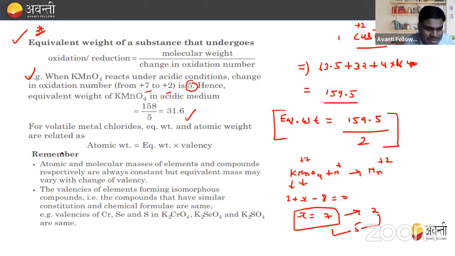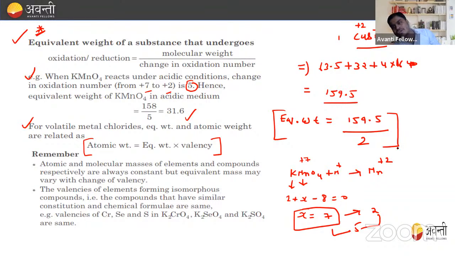Now, for a volatile metal chloride, equivalent weight and atomic weight are related as follows: the atomic weight is equal to the equivalent weight multiplied by valency, nothing else. So this is the very important thing we understood, that is how to calculate the equivalent weight of an acid, of a base, of a salt, and last but not least, of a substance that undergoes oxidation and reduction. I hope it is clear to everyone.